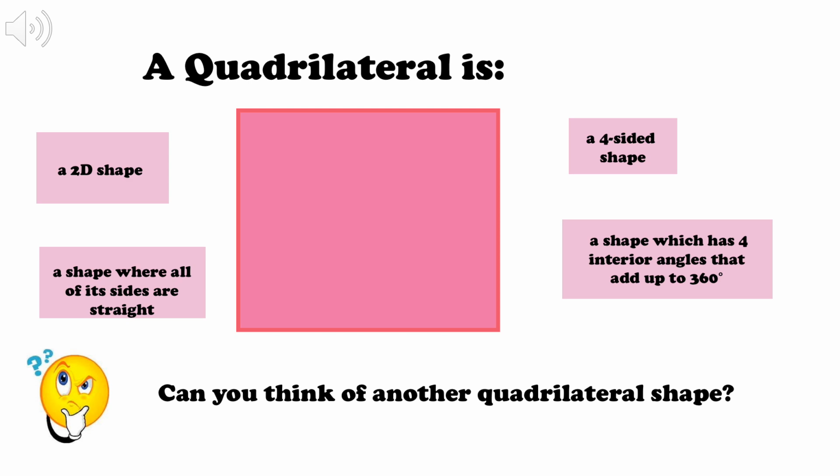So we've had a few minutes to think about the question, what is a quadrilateral? A quadrilateral is a 2D shape. It's a shape where all its sides are straight. It's a four-sided shape and a shape which has 4 interior angles that add up to 360. Can you have a think for a moment and pause the video? Can you think of any other quadrilateral shapes?